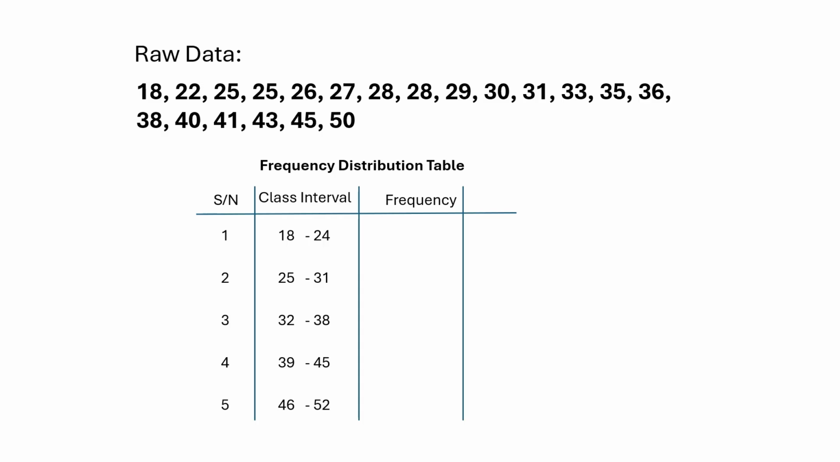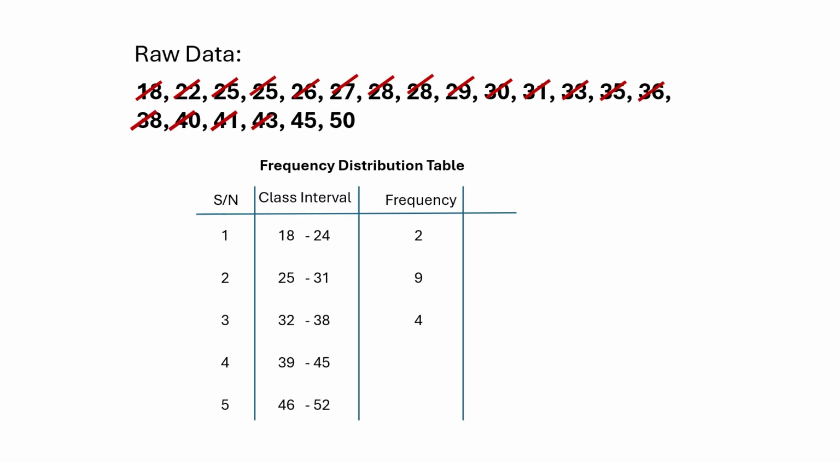Now, we have our full class intervals. This method ensures each class has the same width and no gaps between them. Next, count how many values fall within each class interval. For the first class interval, we have 2 values in this category. And for the next class, 25 to 31, we have a total of 9 values within this range. For the next class, we have 4.